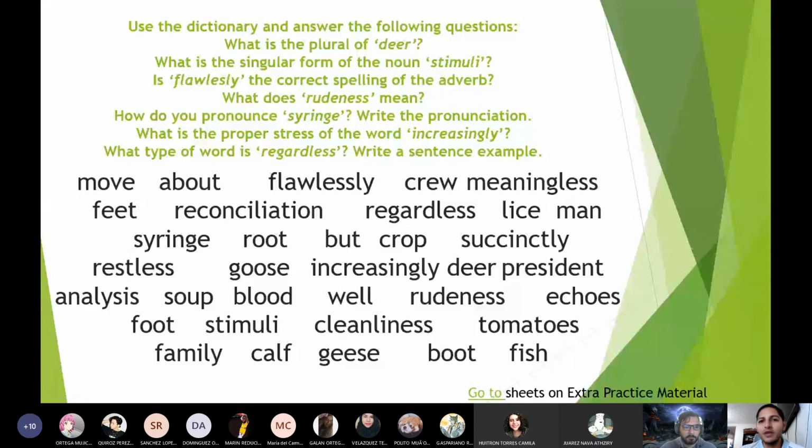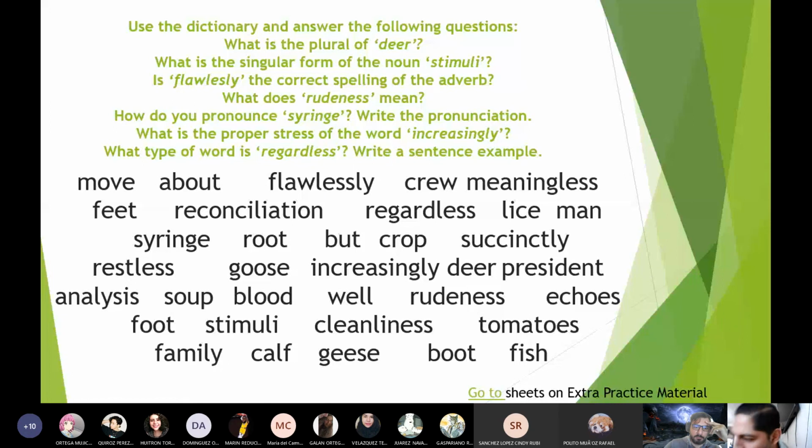What type of word is regardless? Write an example or write the necessary examples. What part of speech is regardless? Is it an adverb? An adverb. Yes. Okay. Only an adverb? A conjunction, I feel. Sorry? Conjunction, an adverb. Okay, very well.